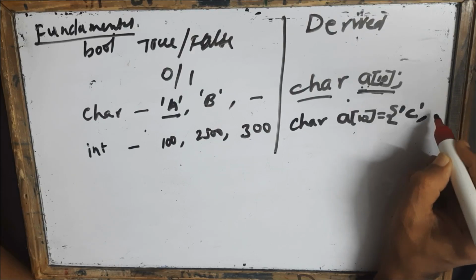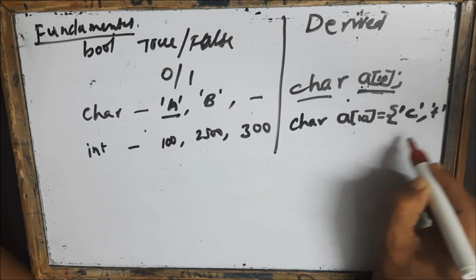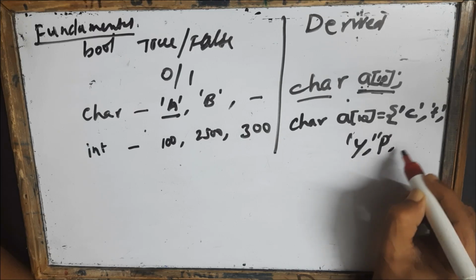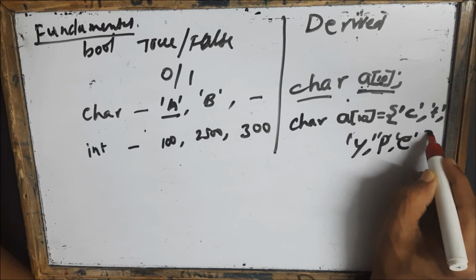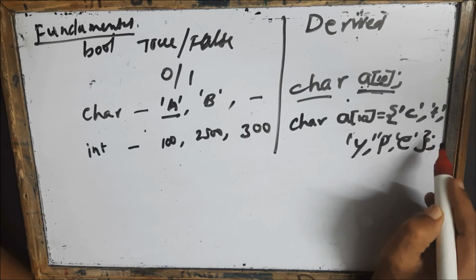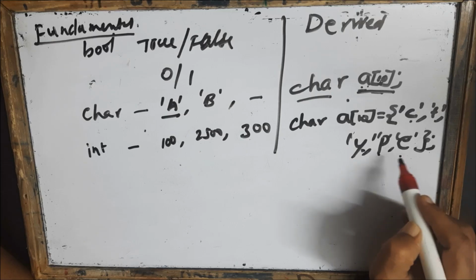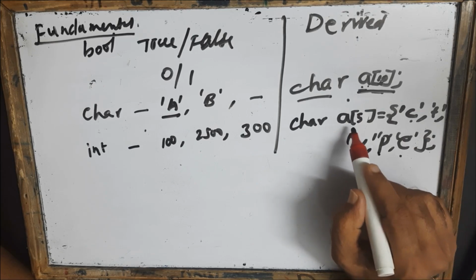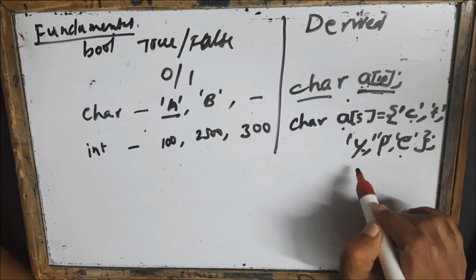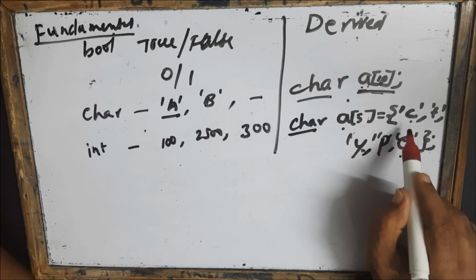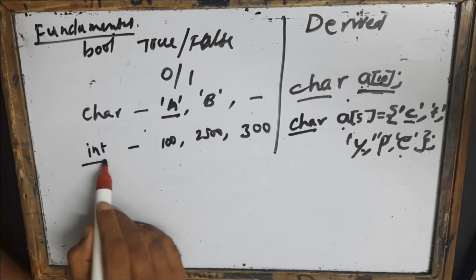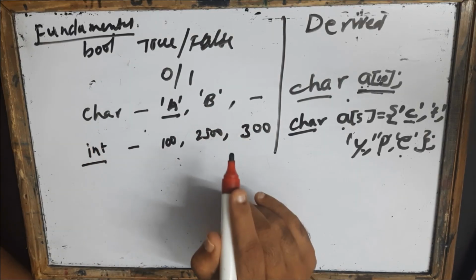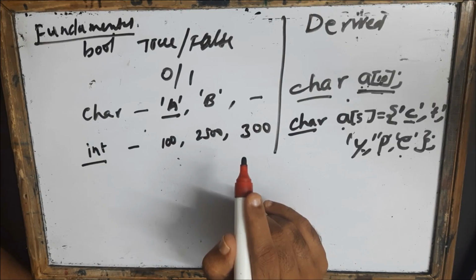C, comma, T, comma, Y, comma, P, comma, E, and close bracket. It's like C type, 1, 2, 3, 4, 5 characters. Here we can change it to 8. That means A can hold 5 characters of type character, in this case C type. So like integer, you can take any integer values in the range that we discussed in our previous slide.